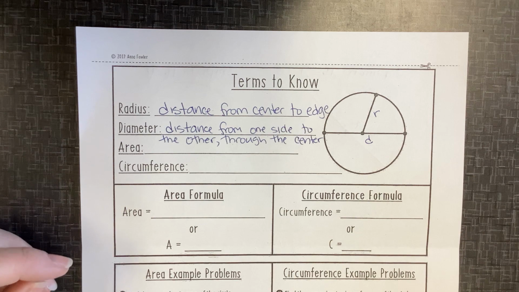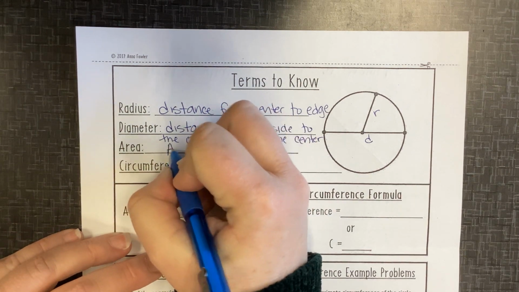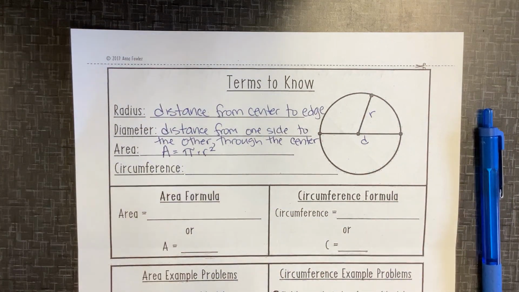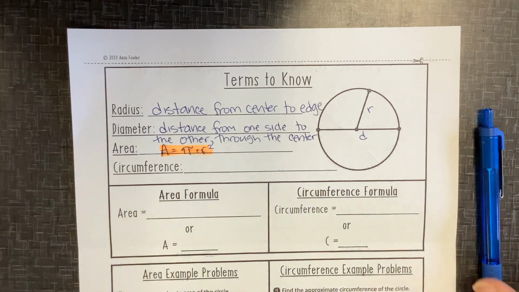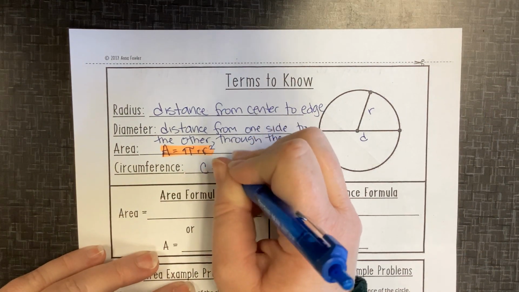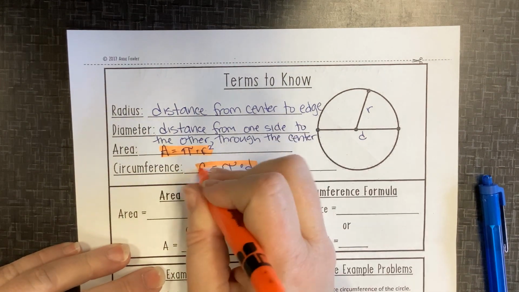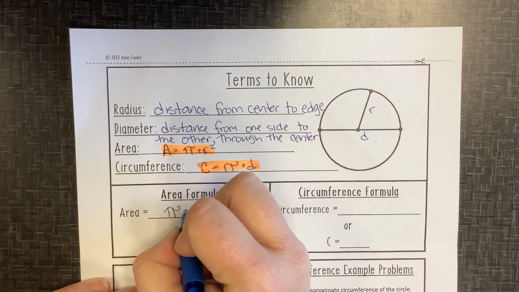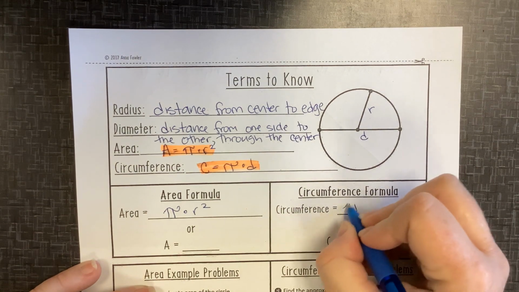And again, the more we say the formulas, the more we write the formulas, the more we can memorize the formula. So remember, area is pi times r squared. Circumference is pi times d. And again, area is pi times r squared. Circumference is pi times d.